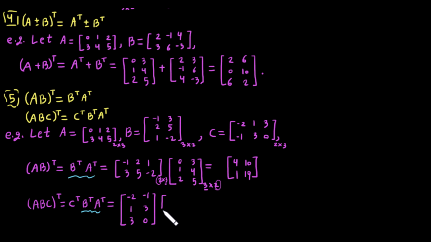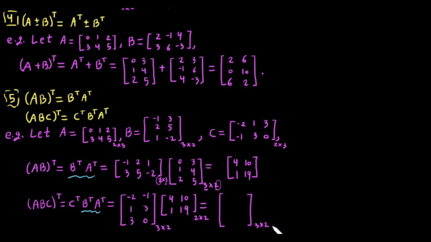So 4, 10, 1, 19. Since this one is 3 by 2 and here 2 by 2, the result matrix from multiplying this matrix by this one will be 3 by 2. So 3 rows. So here 3 by 2.